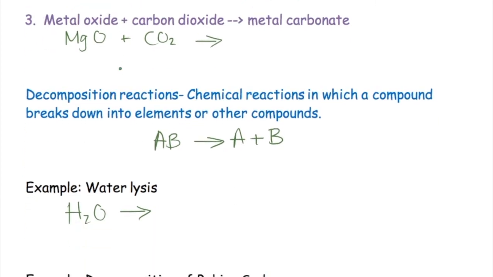Alright, let's move on. Metal oxide plus carbon dioxide forms metal carbonate. So metal oxide, so MgO, that's magnesium oxide, plus carbon dioxide forms the same metal, so Mg carbonate. Carbonate is CO3 2-. So Mg is 2+, CO3 is 2-, so whenever you do crisscross, it becomes Mg2 CO3 2. Since they're both 2, you don't get to write it. So just MgCO3.